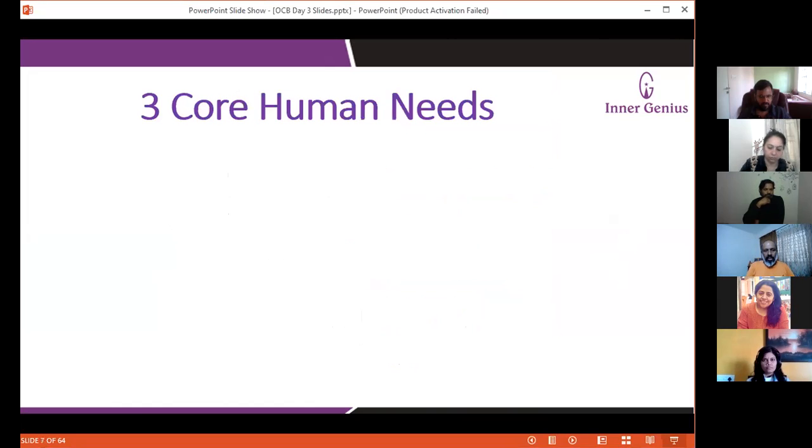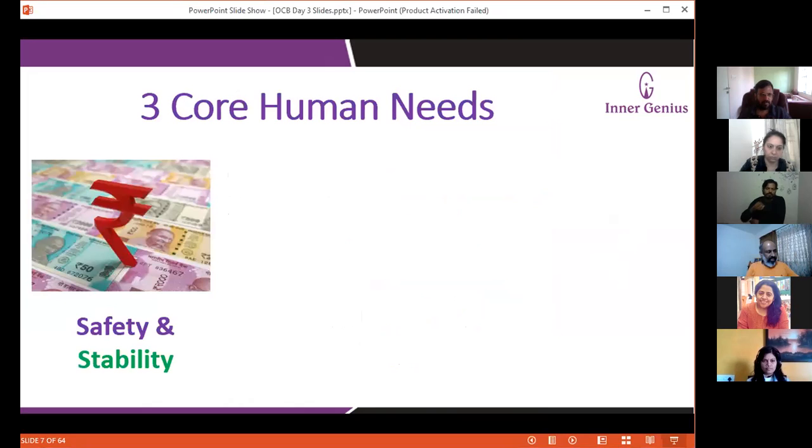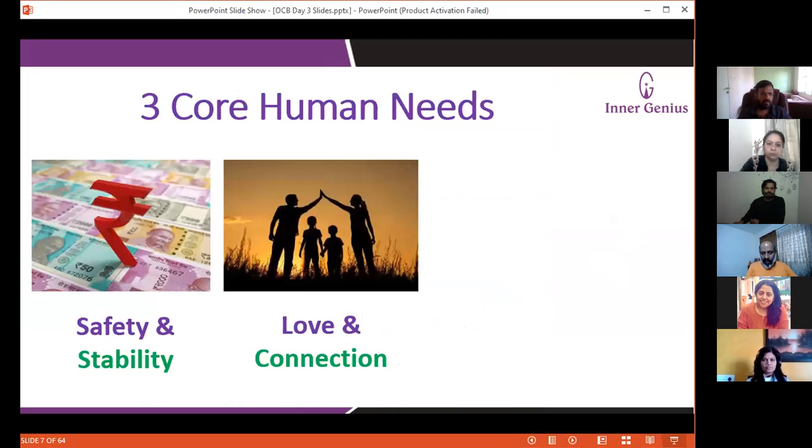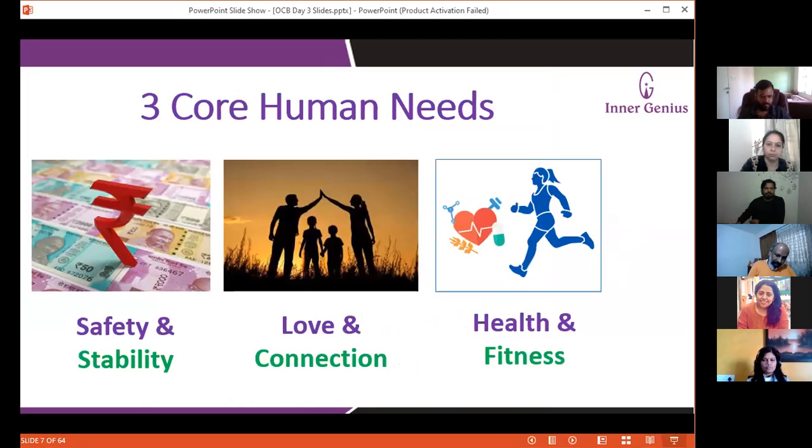We also looked at the 3 core human needs, which are safety and stability, related to money; love and connection, related to people; and health and fitness, which is personal. And to get these needs, we need to spend time. So that's where everything gets connected.